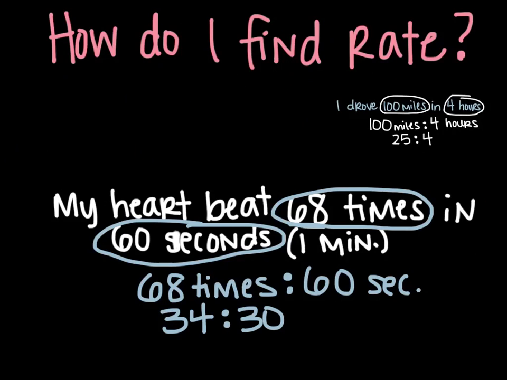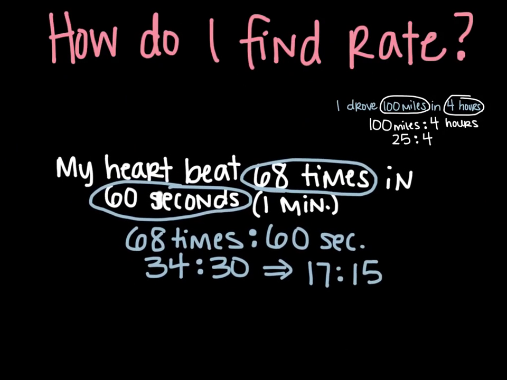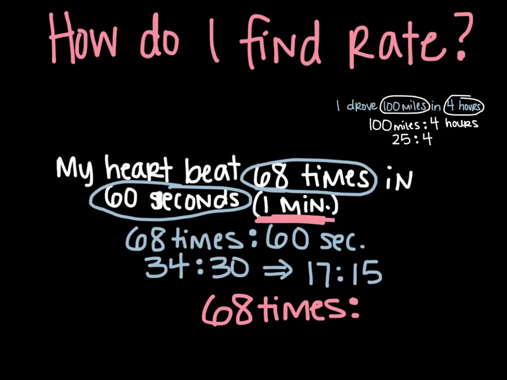And you might recognize you can even simplify that one down some more, which would be 17 times to 15 seconds, which means every 15 seconds my heart is beating 17 times. You can also convert this to minutes instead of seconds. So this is a different way you can write it because of the 1 minute here that it says. So you could do 68 times to 1 minute. And so you would have that broken down in terms of 1 minute instead, and you wouldn't be able to simplify that at all because you can't simplify 1.